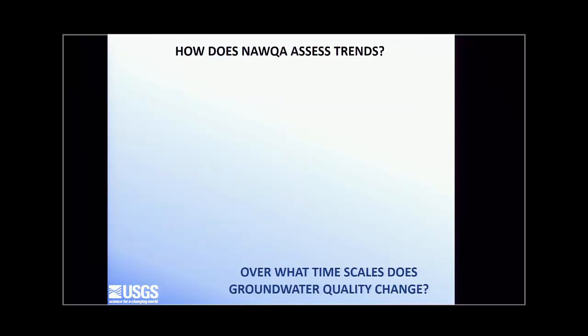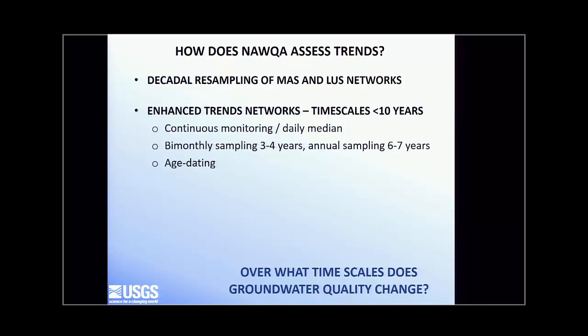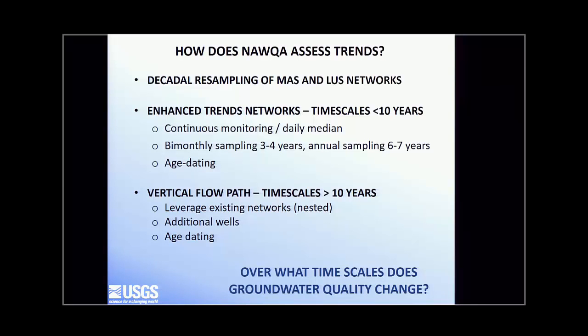How does NAWQA assess trends? Bruce Lindsay gave a presentation yesterday talking about our decadal scale assessments. But a really important question to ask is, over what time scales does groundwater quality change? So we have our decadal sampling of the major aquifer system and land use study networks. We have a new type of network we're calling enhanced trends networks. We're trying to assess over what time scales groundwater quality changes within a 10-year window. We also have what we're calling vertical flow path studies. We're using age tracers, sampling wells at multiple depths over a relatively wide area to get at the timescales greater than 10 years.